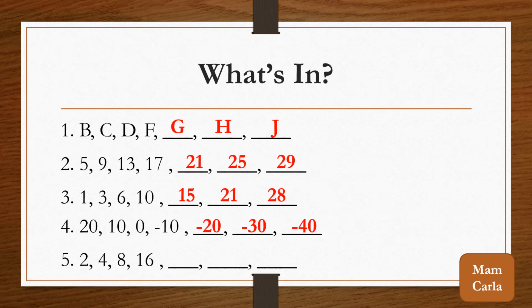And lastly, for number 5, we have 2, 4, 8, 16. What have you observed about the pattern? Very good. The pattern is to multiply each succeeding number by 2. So the next three terms are 32, 64, and 128. Very well done, guys.